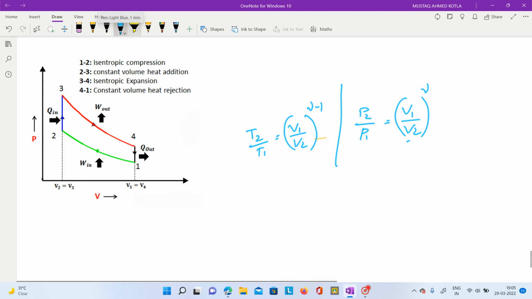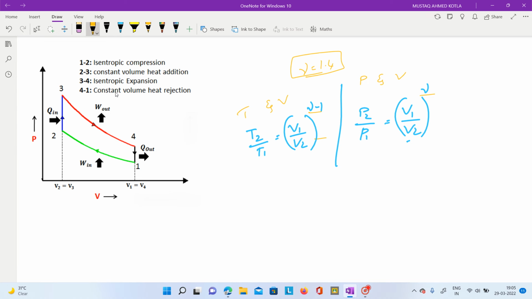This is temperature and volume. It is pressure and volume. Here gamma minus 1, where gamma equals to 1.4 if they haven't provided it in the question. If they have provided it, there is no chance, we have to take that one. Okay, now process 1 to 2 is completed.